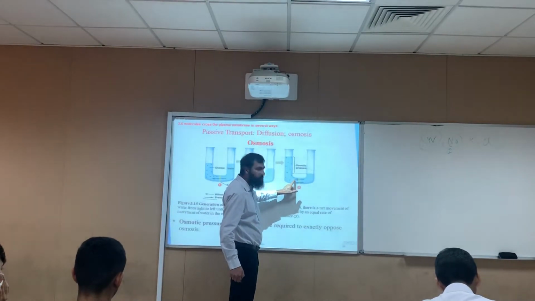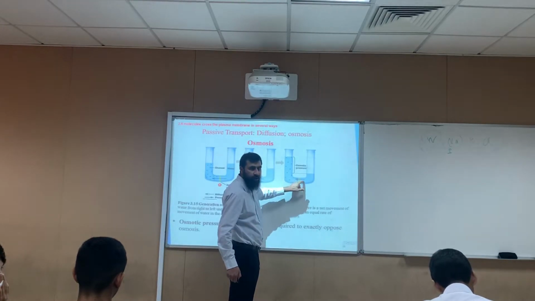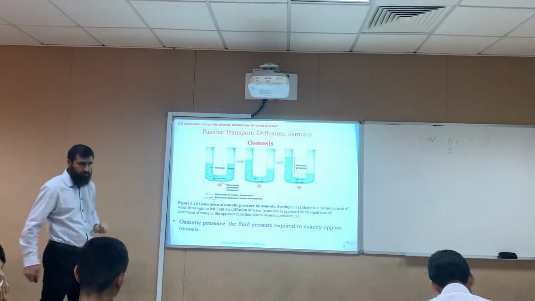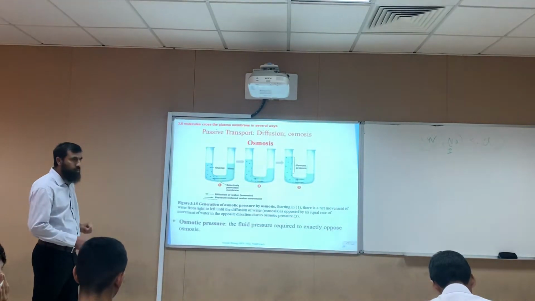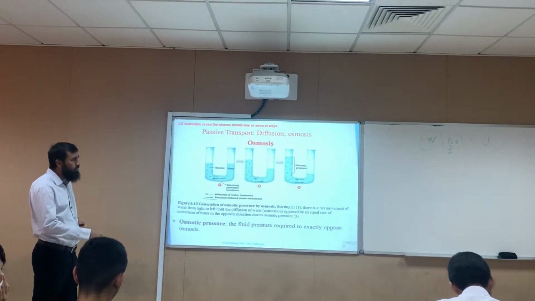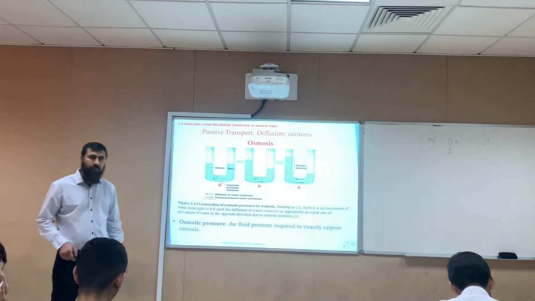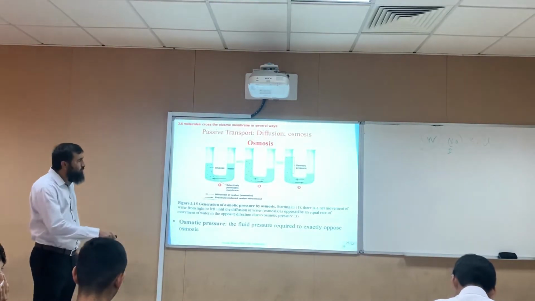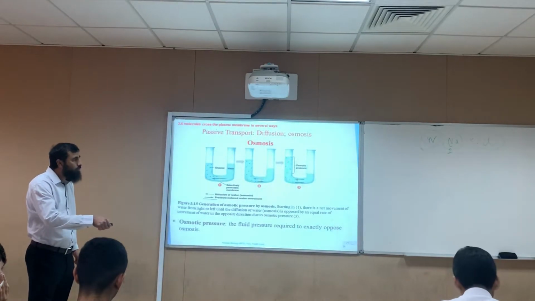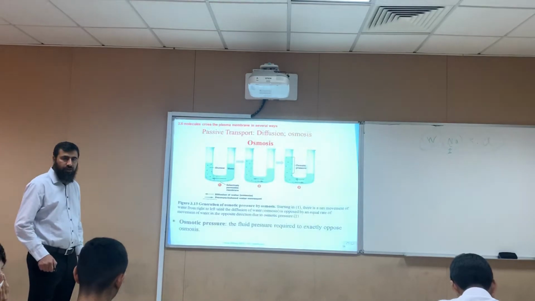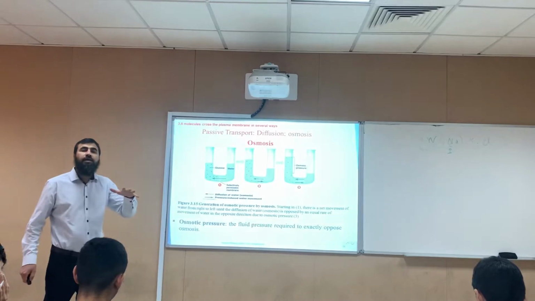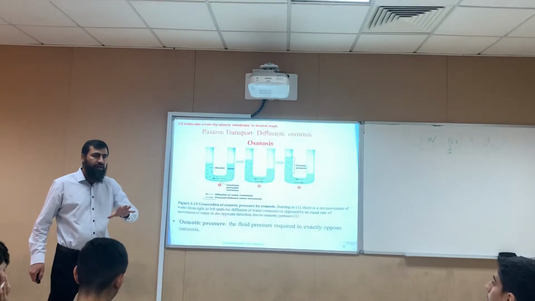If water moves this way, water molecules will move back into here. We reach equilibrium because osmotic pressure is opposing osmosis. So osmotic pressure is the fluid pressure, which you'll learn in physics or chemistry. There's a force opposing osmosis, so the osmotic pressure is the force exactly opposing osmosis. And that's when there will be no net movement of water; it will be equilibrium.